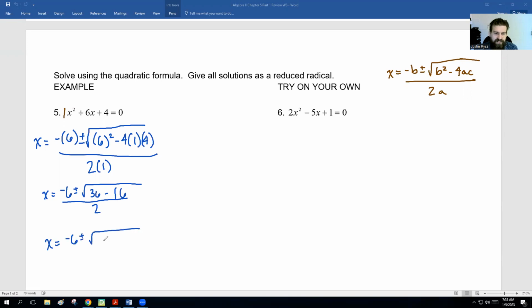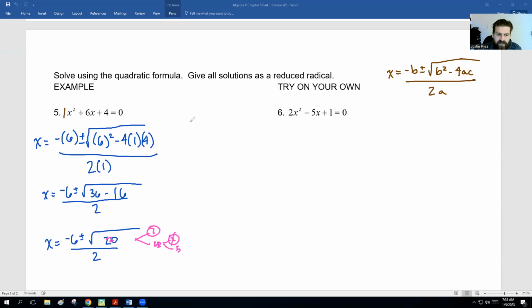All right, 36 minus 16 is 20. Okay, so that does not come out nice, and we're not going to put decimals. We're going to break it down. All right, 20 is 2 and 10. 10 is 2 and 5. We're looking for partners here. So we got a pair of 2s.